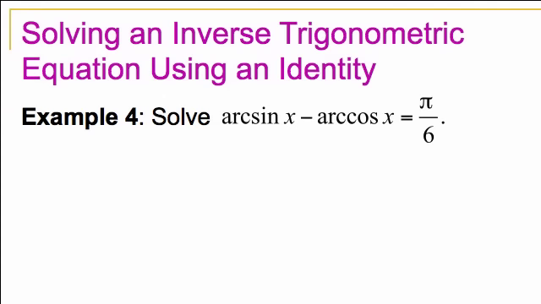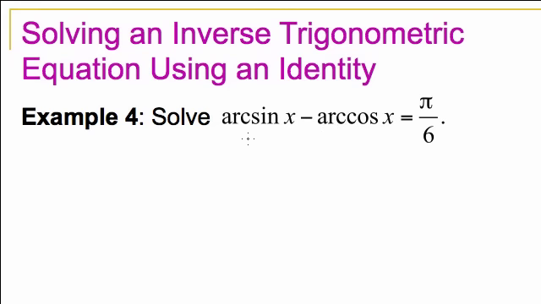All right, example 4. Solve arc sine x minus arc cosine of x equals pi over 6. This is definitely going to be one of the more difficult problems that we come across, in that we have an x and an x, but the x is being dealt with by different inverse trig functions. We've got an arc sine and an arc cosine equals pi over 6.